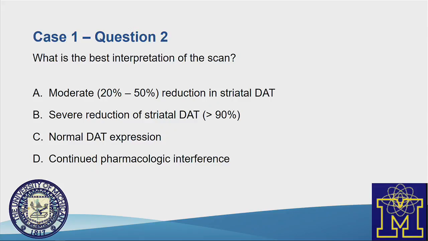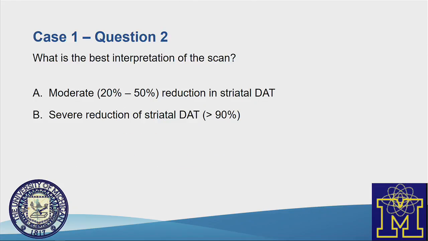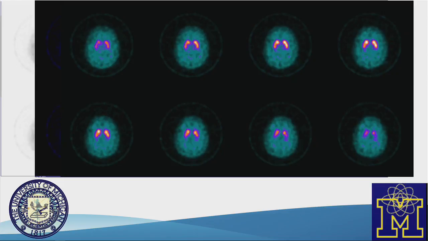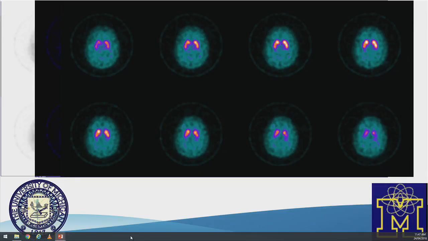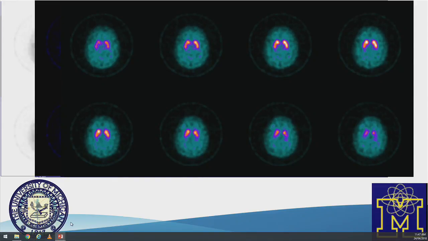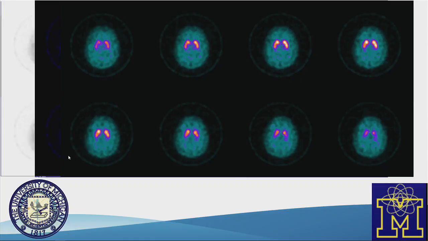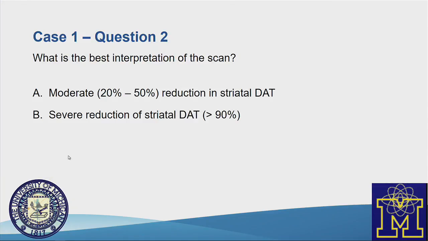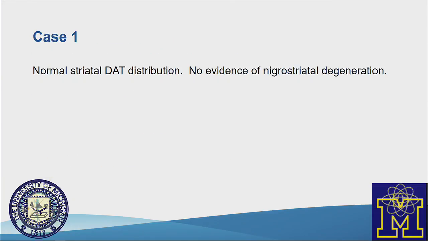So with SPECT imaging, as opposed to the really nice crisp images we were shown with the PET, this degree of reduction is negligible. In fact, it's completely normal. So you can see the posterior putamen throughout. So it's a nice period with a comma. So this is the normal appearance of a DAT scan. And in this case, the question now is, what should we do?